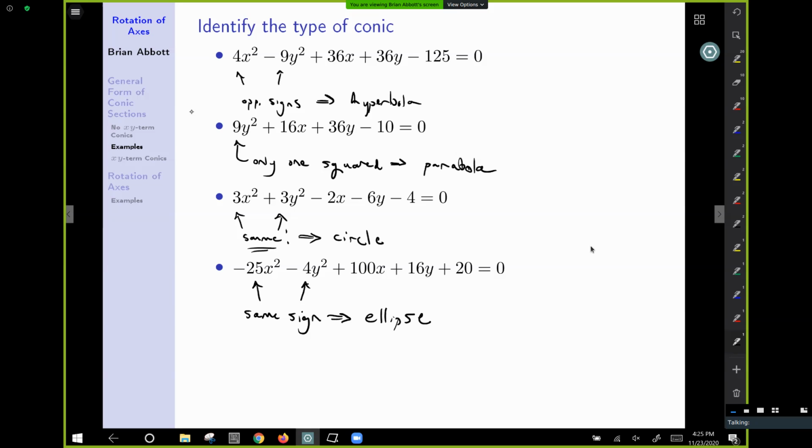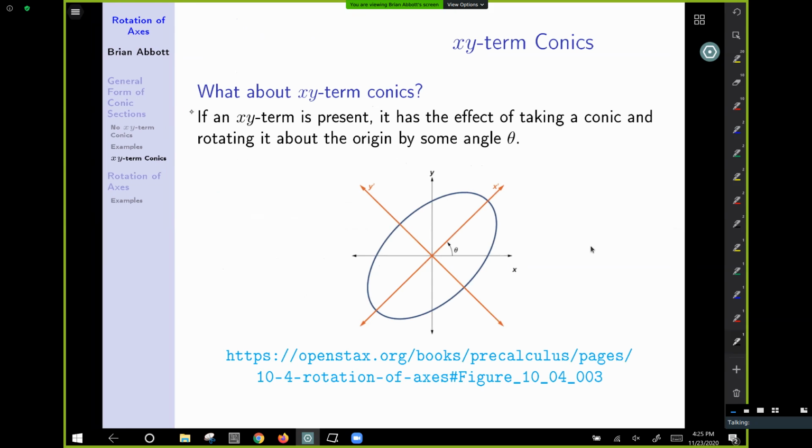Okay, so far we've been talking about non-xy conics. What about xy conics? If you've got an xy term present, it has the effect of taking a conic and rotating it about the origin by some angle theta. So we're looking at this and we're seeing, hey, that looks an awful lot like an ellipse, but it's definitely not in the format we're used to, having either a vertical major axis or a horizontal major axis. It looks like it has a 45-degree major axis, and we don't have any way to work with this.